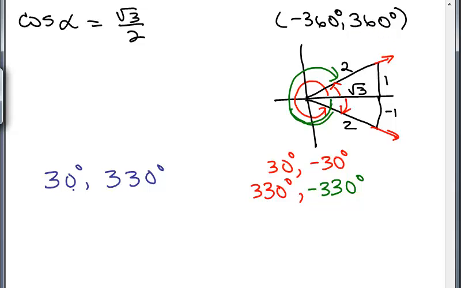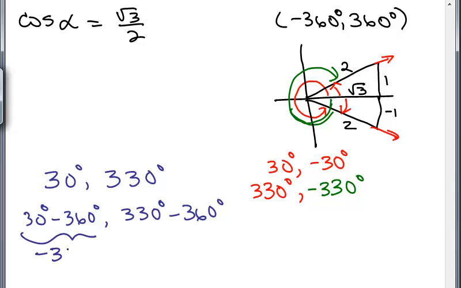But if you subtract 360 from each of these, oops, got a little crazy with my zeros, you're going to get a negative angle that's still less than 360. So this, for instance, is your negative 330 degrees. And this is your negative 30 degrees. So your final answer is just same answers, thought about it a little bit differently.